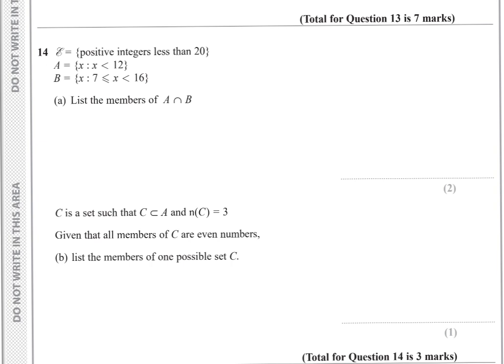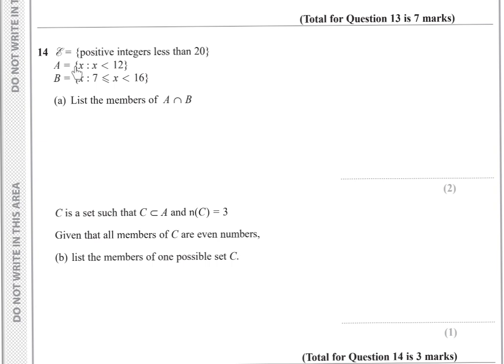Number 14. Universal set is the positive integers less than 20. A is x such that x is less than 12. B is x such that x is more than or equal to 7 and less than 16. List the members of A intersect B.